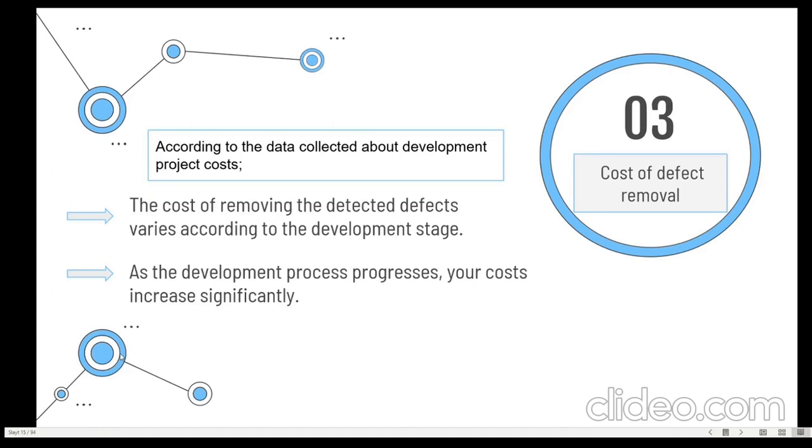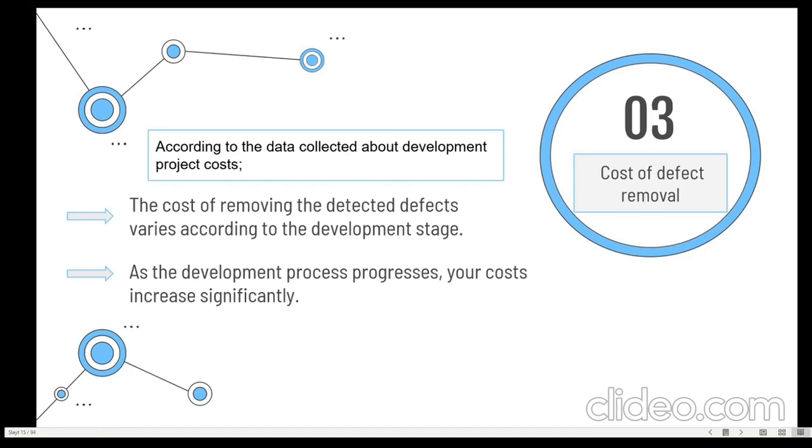I will give an example for this information. For example, rectifying a design flaw detected during the design phase might require an investment of 1 business day, but it may take up to 16 working days to correct the same defect during acceptance tests.